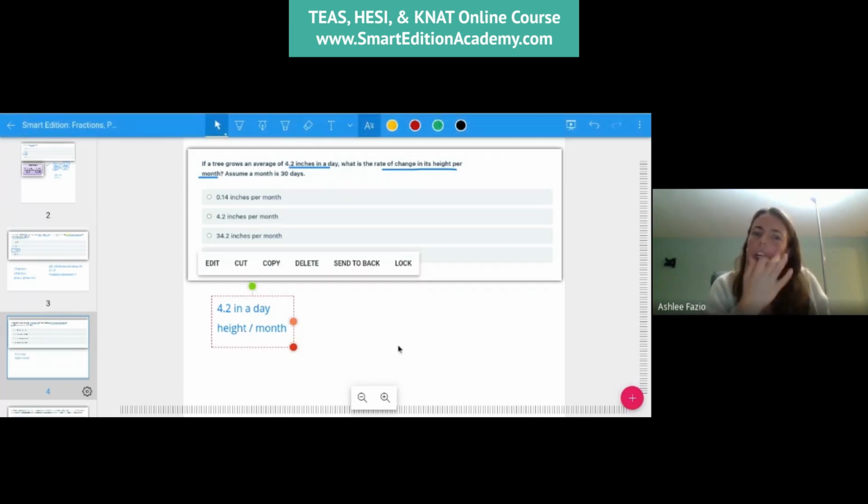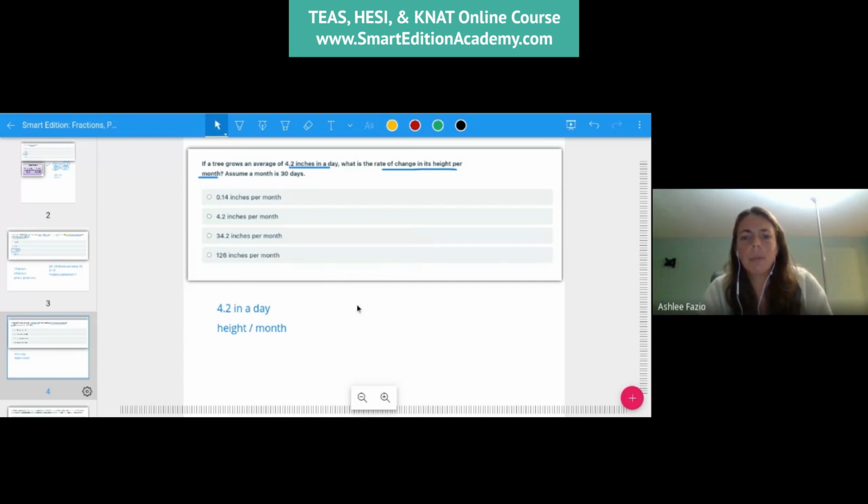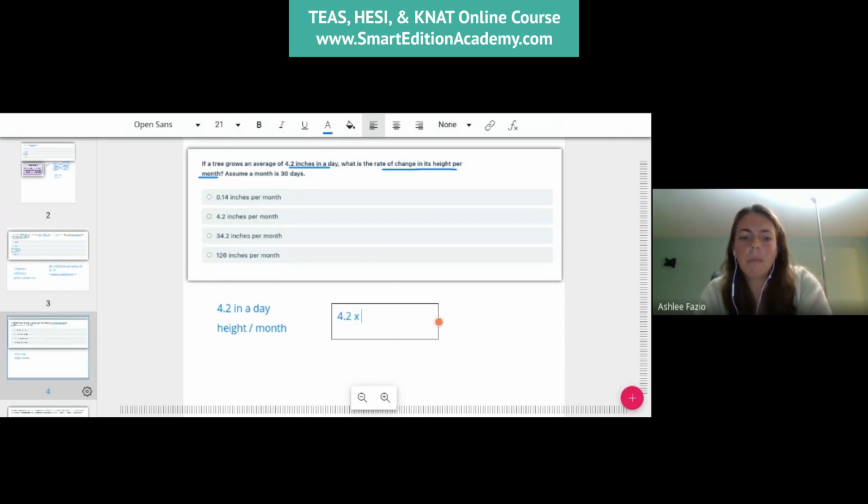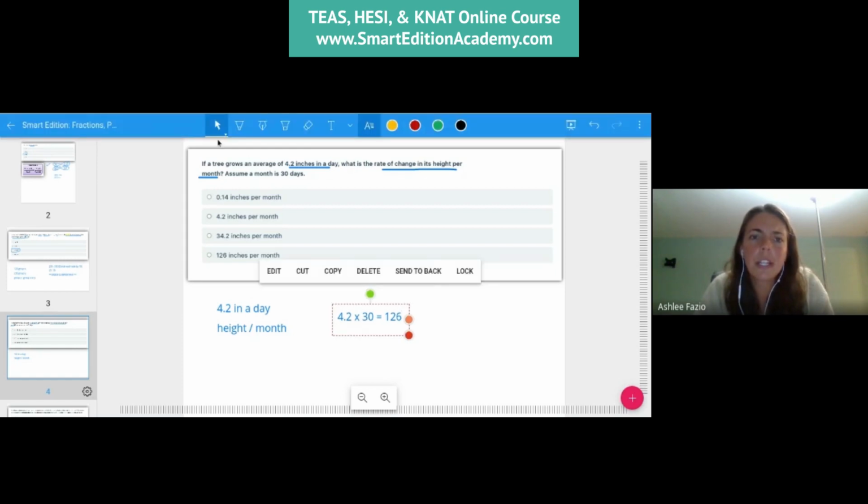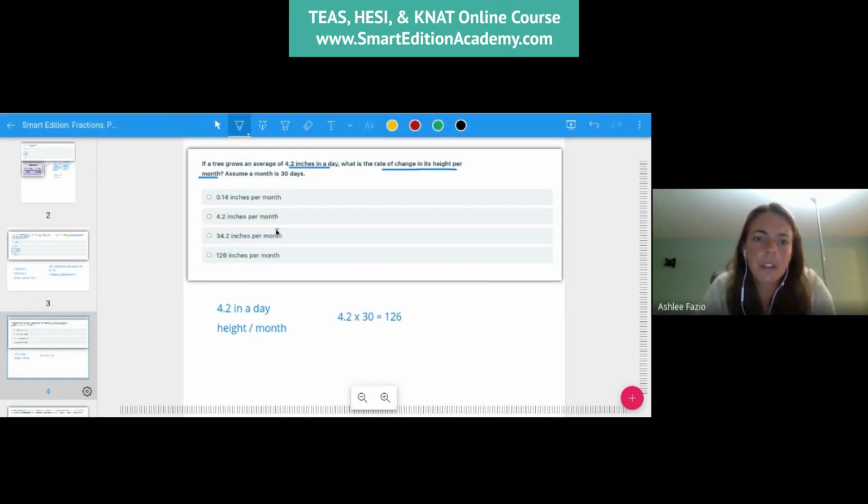Okay, we want to know the change in its height per month. So again, we know that there are 30 days. So we basically just have to do the 4.2 inches that happens every day and then multiply that by 30. And that will tell us how much it's changed. So 4.2 times 30, I can just plug that right in my calculator and get 126. Okay, so our solution would be 126 inches per month. Oops, that's not the right one, sorry. 126 inches per month, okay?